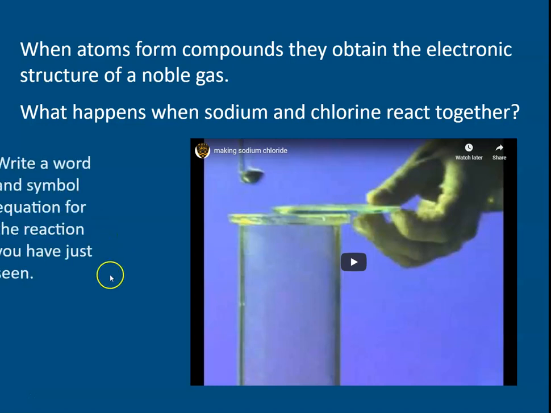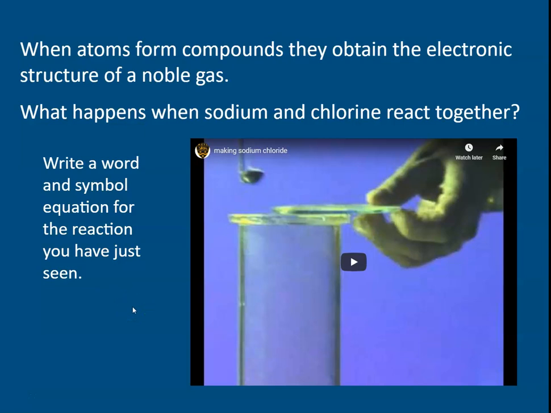Start by writing yourself a word equation and a symbol equation for the reaction. And then I want you to have a think about what might happen in terms of electron arrangements. You'll have to spend some time thinking about that. So you might want to just pause the video now, because I'm then going to rattle on about what actually does happen.